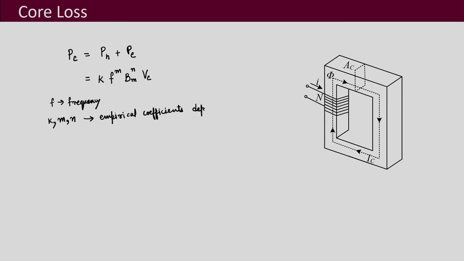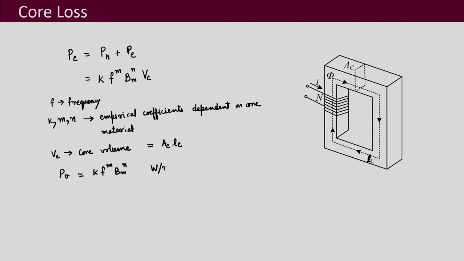And they are dependent on core material. And VC is the core volume. And this core volume is given as AC multiplied by LC. So is PV, this is given as K F power M B M power N. This is actually in terms of watt per meter cube, that means this is the loss density.